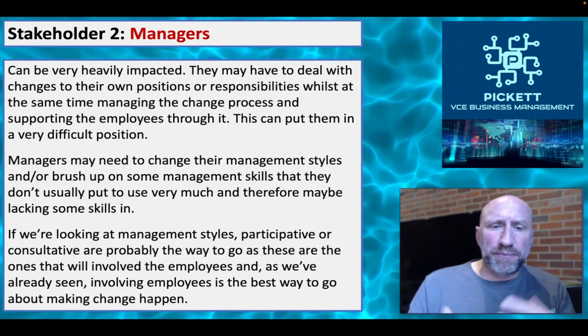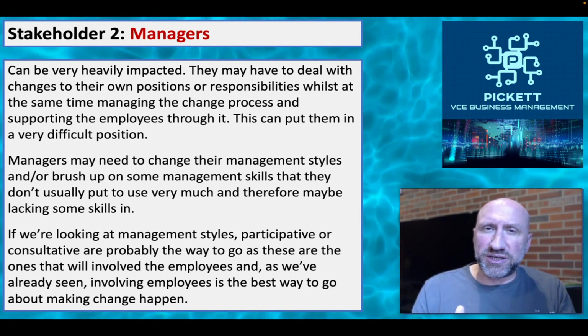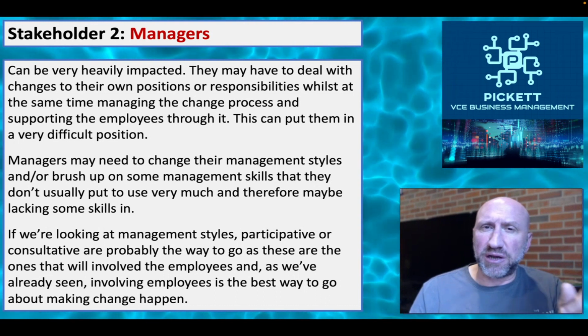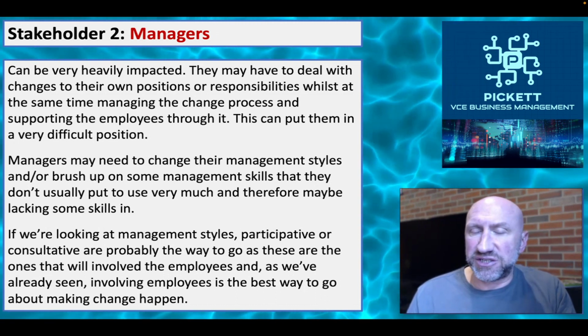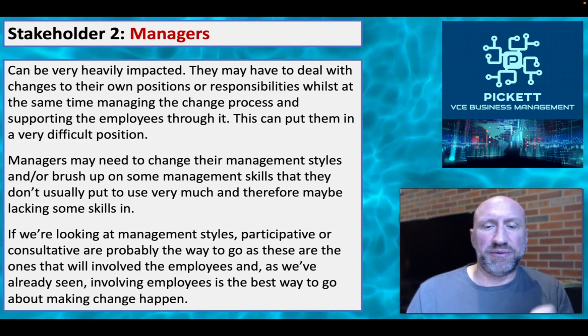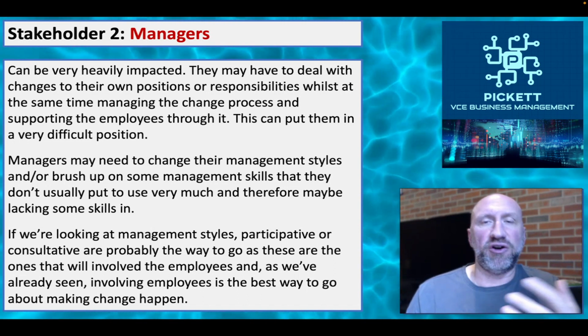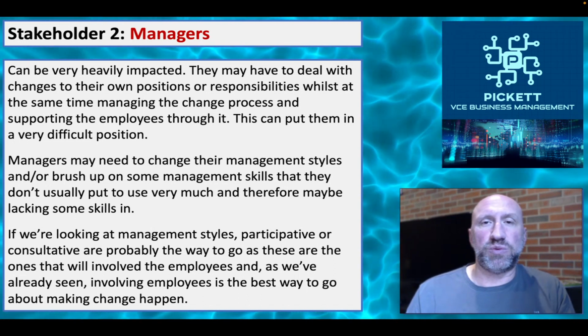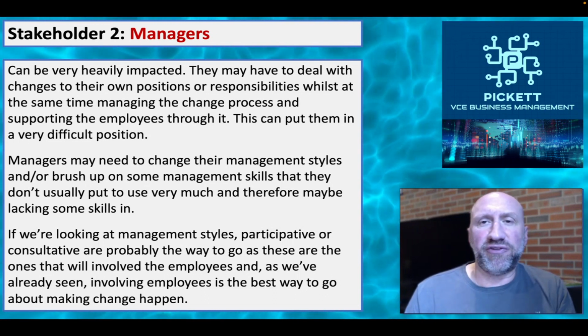If we're looking at management styles, participative and consultative are probably the way to go. We talked about them. We link back to the low risk strategies here for managing change or overcoming resistance to change, because they're the styles that are usually going to involve the employees. And again, we've talked about many times, involving employees is the best way to go about making change happen. But yeah, particularly difficult for managers.